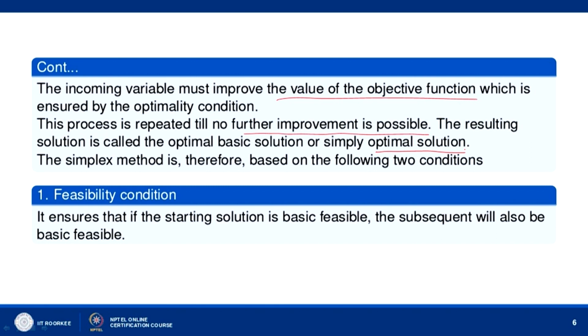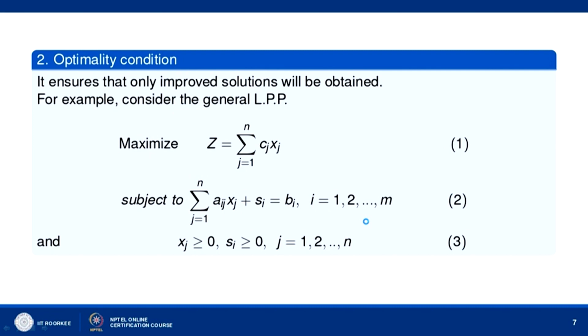The simplex method is therefore based on two conditions: the feasibility condition and the optimality condition. The feasibility condition ensures that the starting solution is basic feasible and that the subsequent solutions will also be basic feasible. The optimality condition ensures that only improved solutions will be obtained.